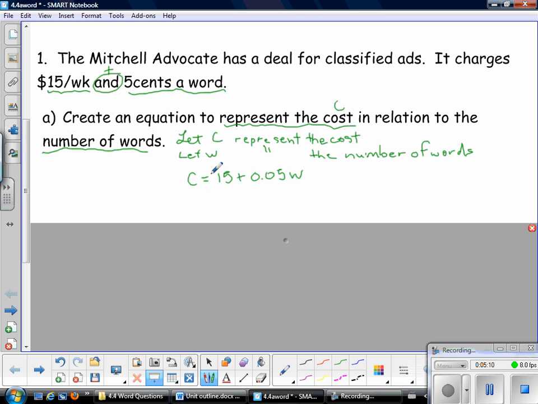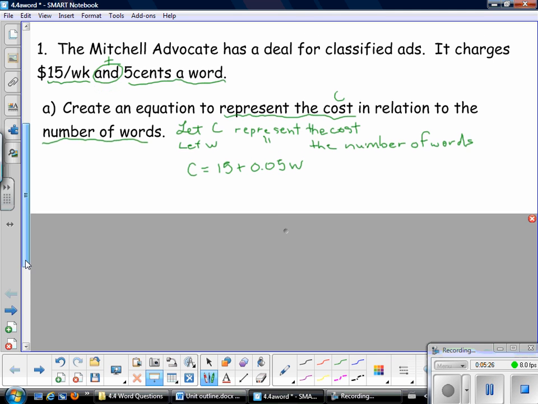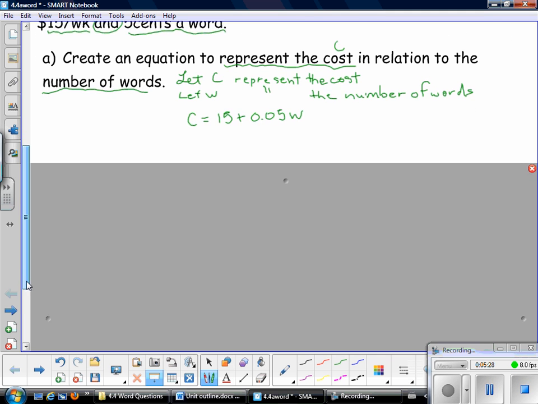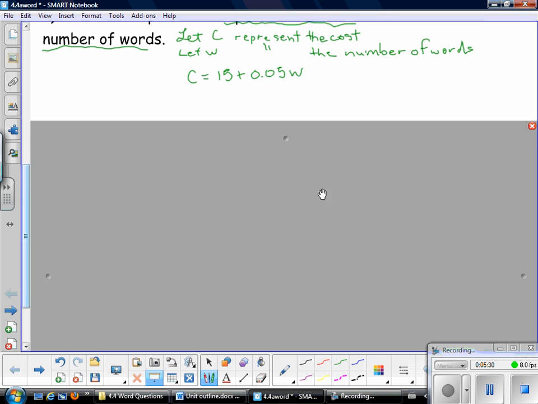The reason companies have this $15 a week plus five cents per word is there's like a setup fee to set up the ad, and it costs you 5 cents per word. So you're saying one word and it's going to cost me $15.05? Yep, that's what it's going to cost you.